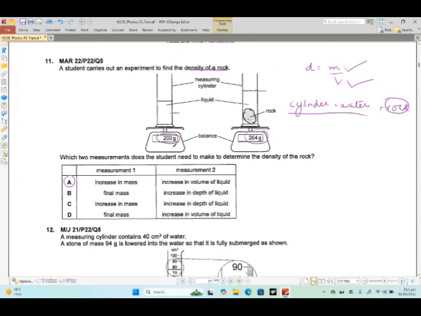We needed the increase in mass, how much did it increase? 64 in this case. And we also needed the increase in volume of liquid, so that we could subtract the final and initial volumes. And that is how we are going to reach the answer over here.